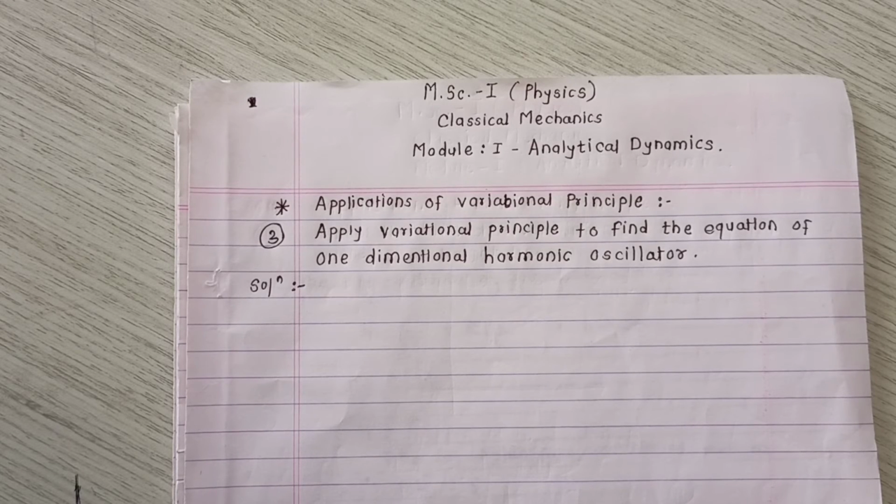Hello student, welcome back to our MSc First Physics Classical Mechanics course, and we are studying our first module, that is Analytical Dynamics. In that we have covered the variational principle and some applications of the variational principle. First we saw that the shortest distance between 2 points which lie on the curve is nothing but the straight line. Second application is the Brachistochrone problem. Now we have to see the third application of the variational principle in this video.